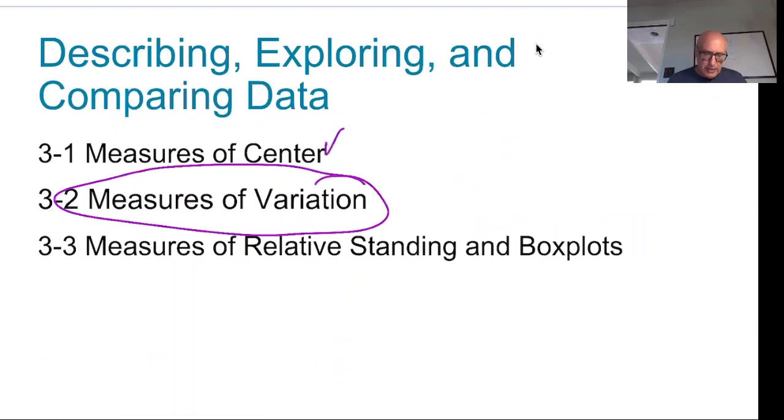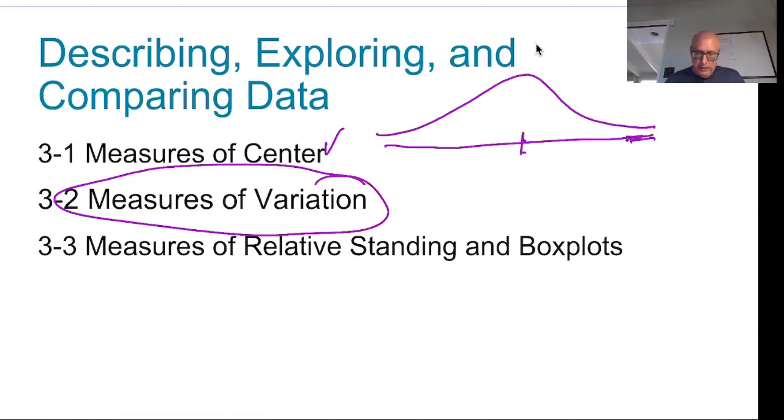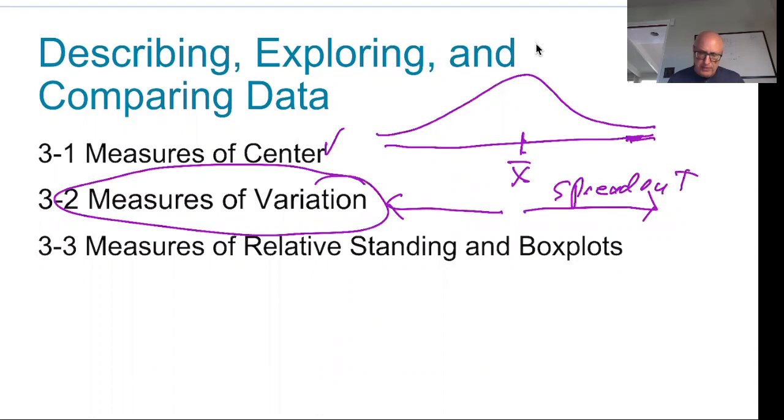Before we talked about measures of center, so my data looks like this. In the middle is kind of the mean. Notice the data is relatively symmetric. And then the measures of variation say, how far out or how spread out is my data? How does my data vary from the mean?